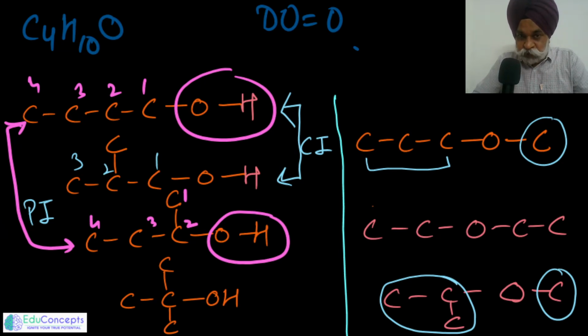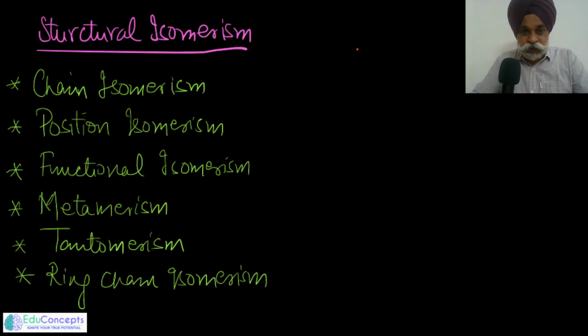I think I made my point clear: with the understanding of degree of unsaturation, we are able to make different structures very speedily, knowing whether we have to keep pi bonds or rings in a compound. Now let us go into the discussion, and in today's session we will at least cover the first 2, chain and position isomerism, and the rest we will do in the next session.